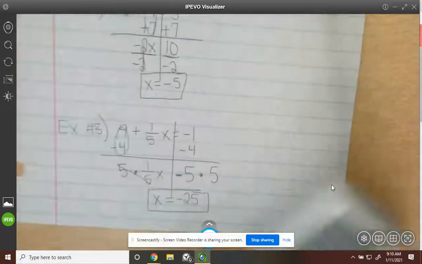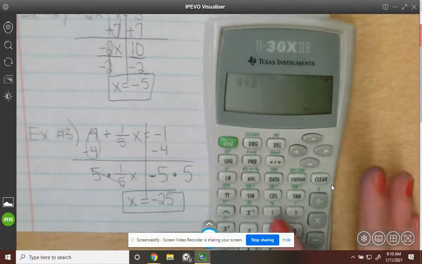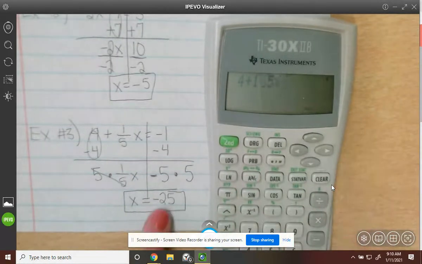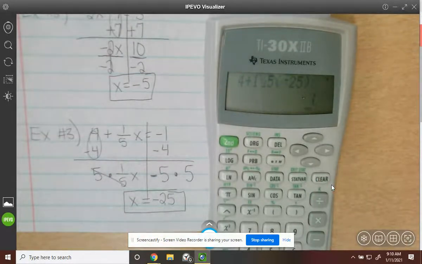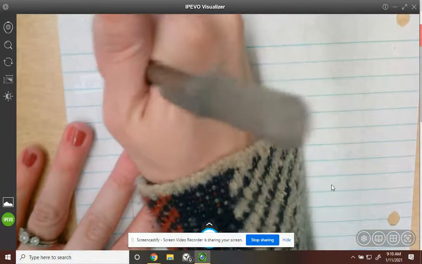Okay, let's check my answer. So I got 4 plus 1/5 times a negative 25 equals negative 1. So my answer is correct. Okay, so we got a word problem to finish things out today.